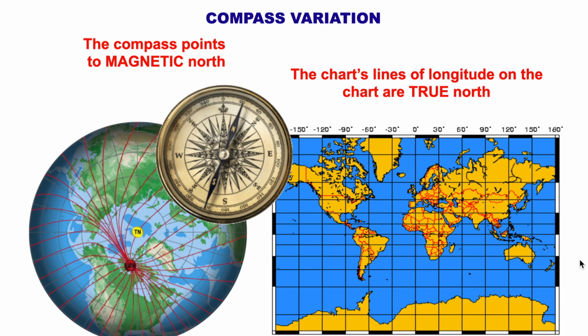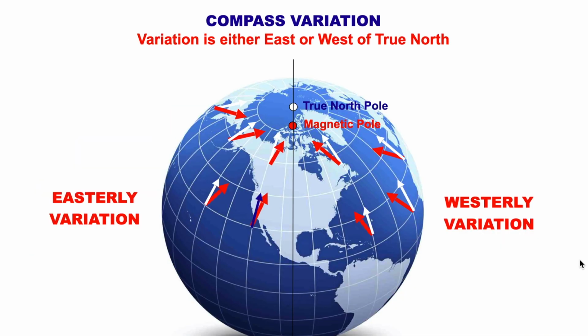So on the left we've got the compass, which points to magnetic north. On the right we've got the chart, which points to true north. Depending on where we are, we're either going to get easterly variation or westerly variation. And we can find that out by looking on the chart.